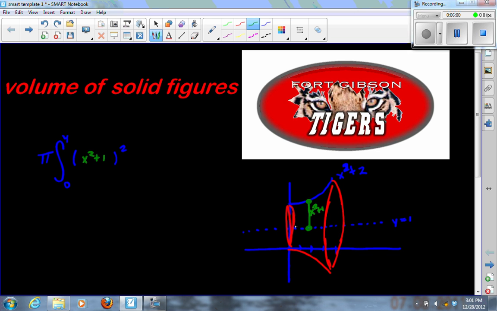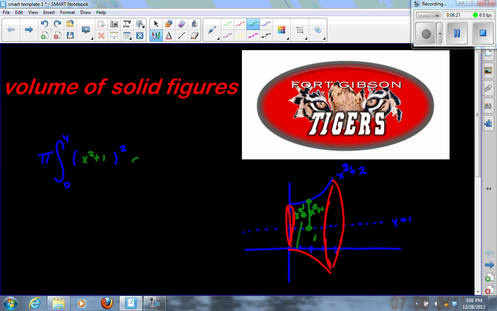You just count from your axis of revolution straight up to the edge. So since this is 1 unit and this is x squared plus 2 units from here to here, then this part right here must just be x squared plus 1 unit. See, x squared plus 1 plus another 1 gives me x squared plus 2.